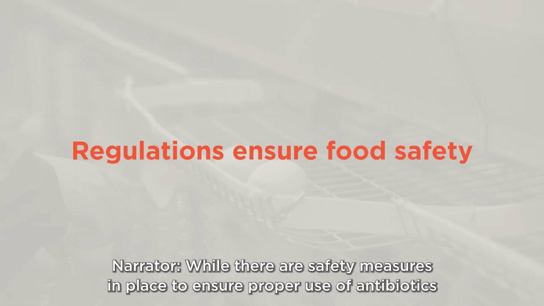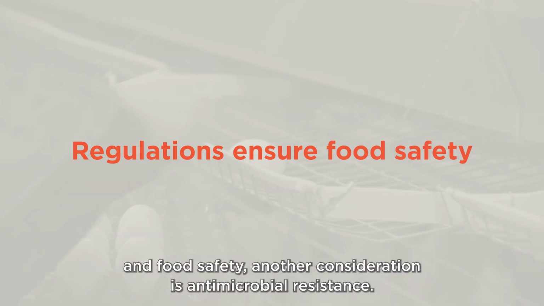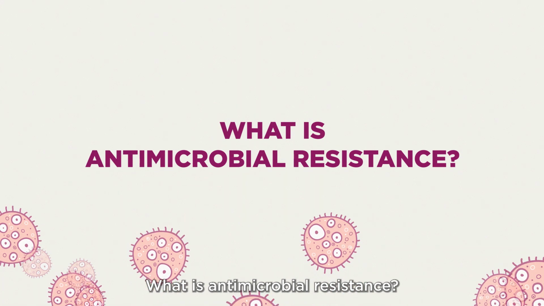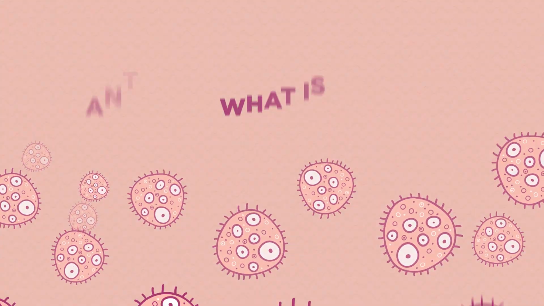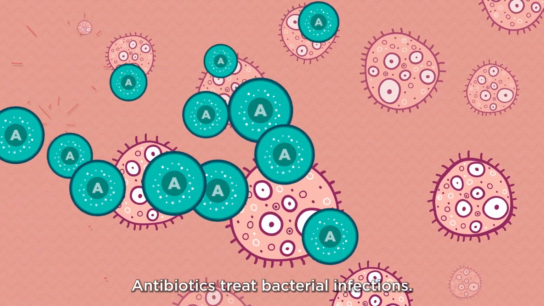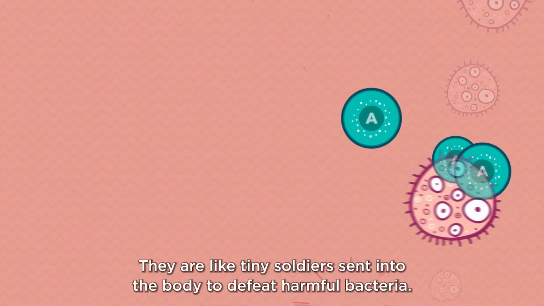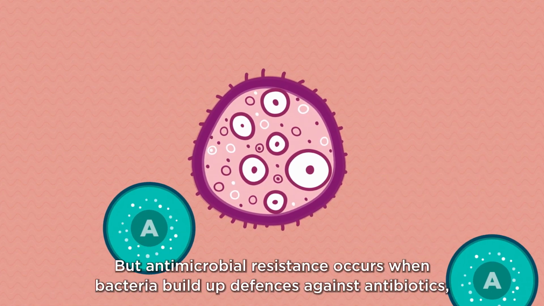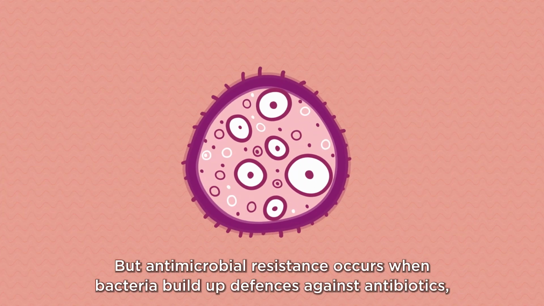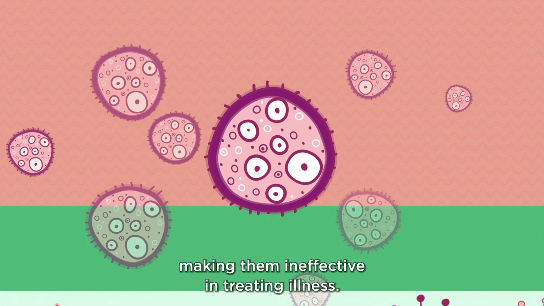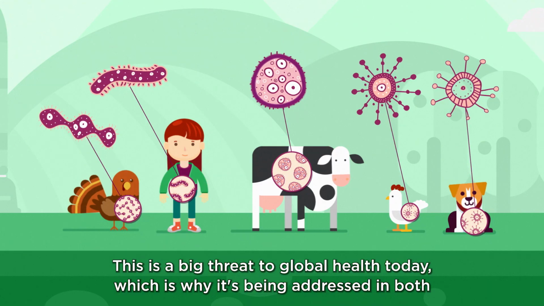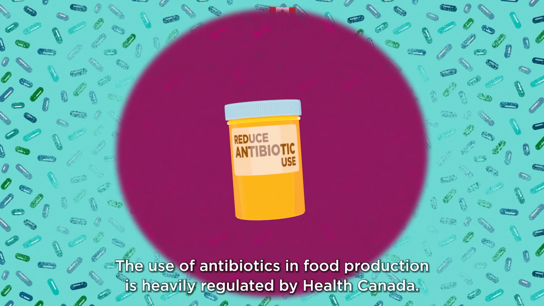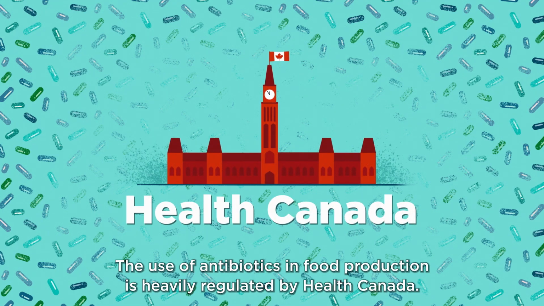While there are safety measures in place to ensure proper use of antibiotics and food safety, another consideration is antimicrobial resistance. What is antimicrobial resistance? Antibiotics treat bacterial infections. They're like tiny soldiers sent into the body to defeat harmful bacteria. But antimicrobial resistance occurs when bacteria build up defenses against antibiotics, making them ineffective in treating illness. This is a big threat to global health today, which is why it's being addressed in both human medicine and in farm animal care. The use of antibiotics in food production is heavily regulated by Health Canada.